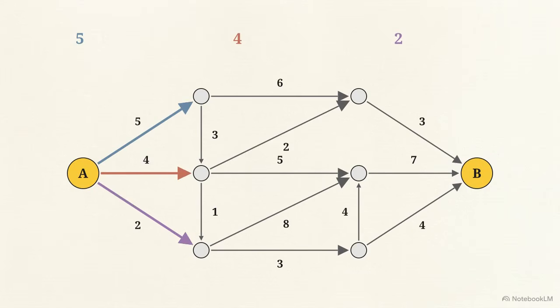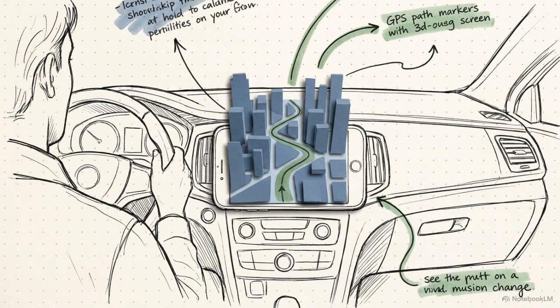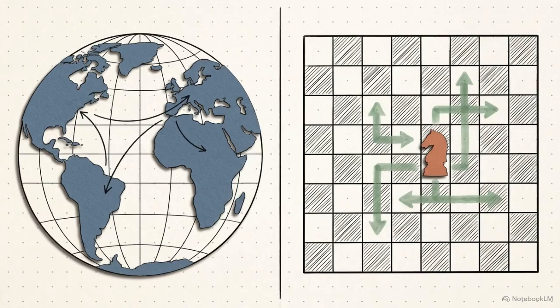Watch how the routing algorithm works here. It explores the possible paths from point A to point B, adds up the weights along each route, and selects the one with the lowest total. That math is called pathfinding. It calculates your morning commute, aggregates the cheapest international flights, and plans the next move in a chess engine.